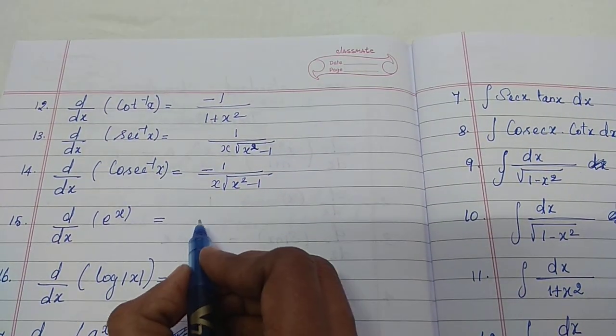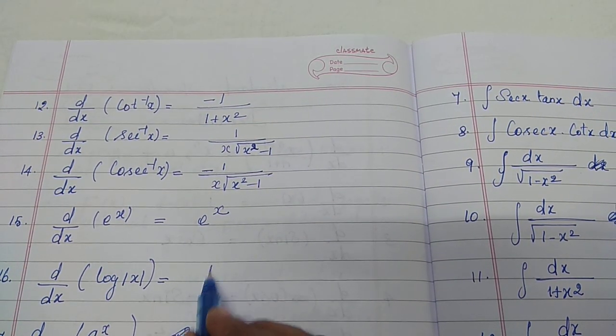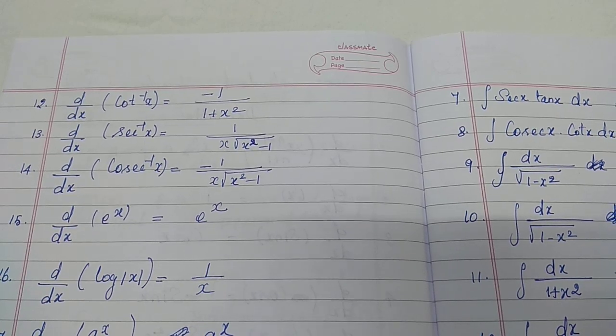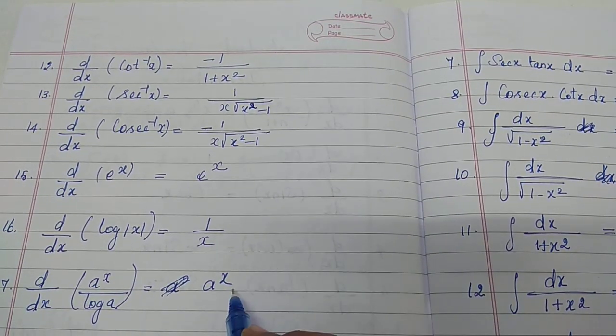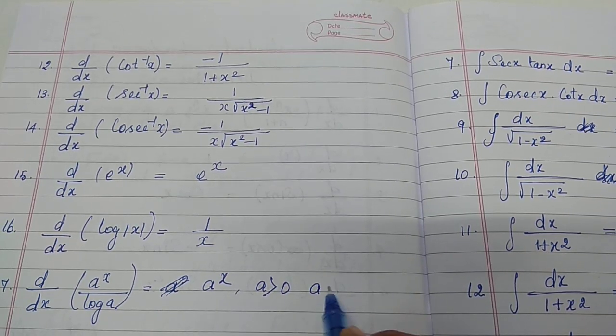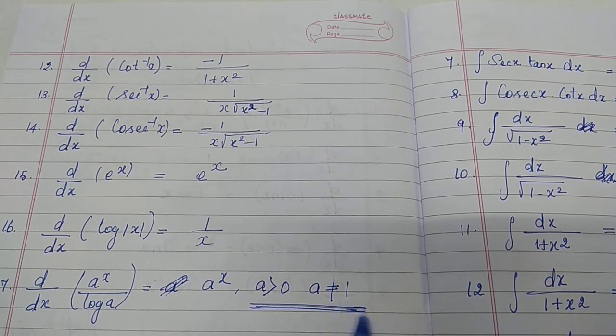Derivative of e power x is e power x, and derivative of log of mod x is 1 by x. Derivative of a power x by log a is a power x. Here a satisfies the condition a is greater than 0, and also a is not equal to 1. This condition is very important.